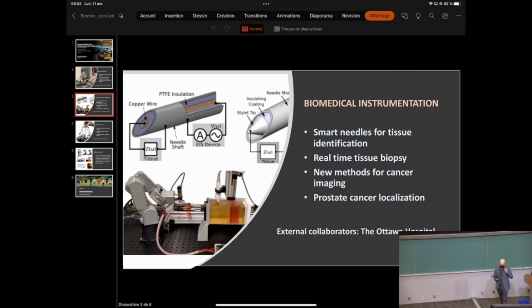And it's very similar to what we did when you looked at Bode plots. We can also use this for robotic surgery, to steer these tools in the tissue more precisely.